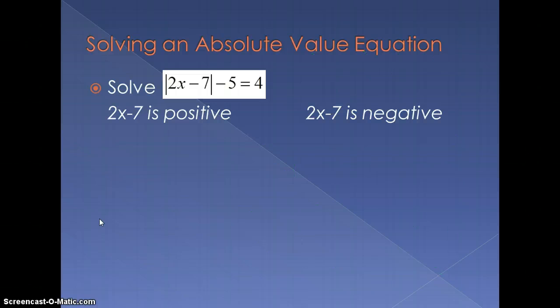So we take a look at this example here. To solve this, we have the absolute value of 2x minus 7 minus 5 equals 4. So now what we have to do first in a problem like this is get the absolute value symbols by itself. So in order to do that, we'll add 5 to both sides.